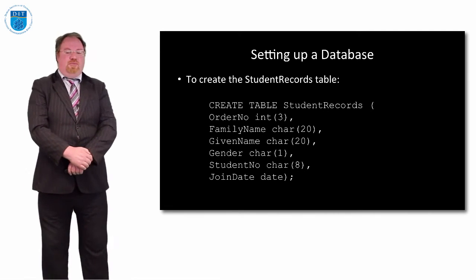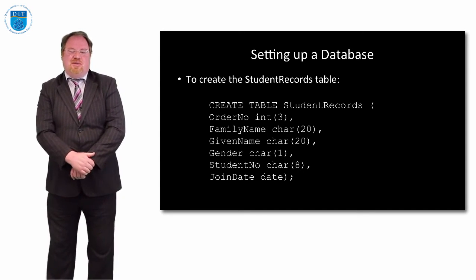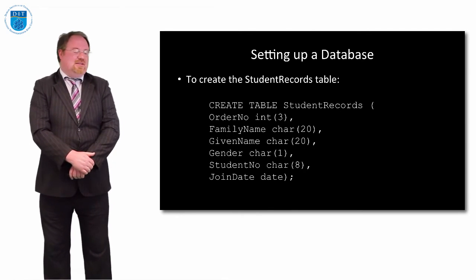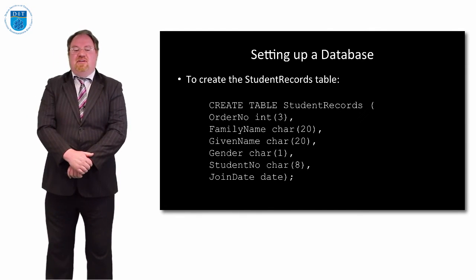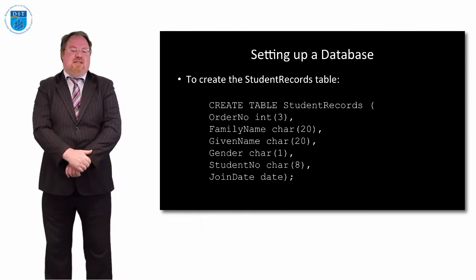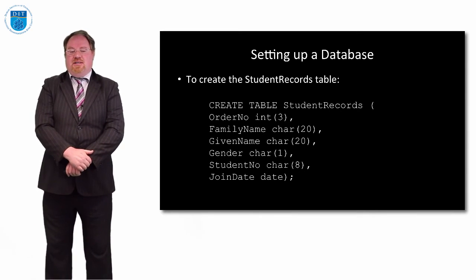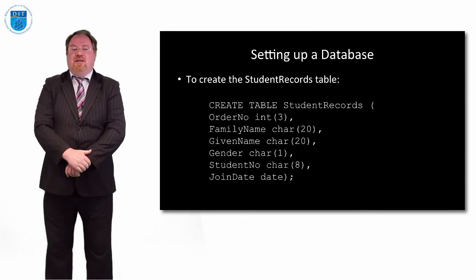For student number, because all student numbers start with a letter D or C, it's not an integer type, it's a character type, of length 8. And our join date is of type date. Then we open the bracket after the words student records, and we close it after the word date, and we terminate our create statement with a semicolon. So this is how we declare a table in SQL.